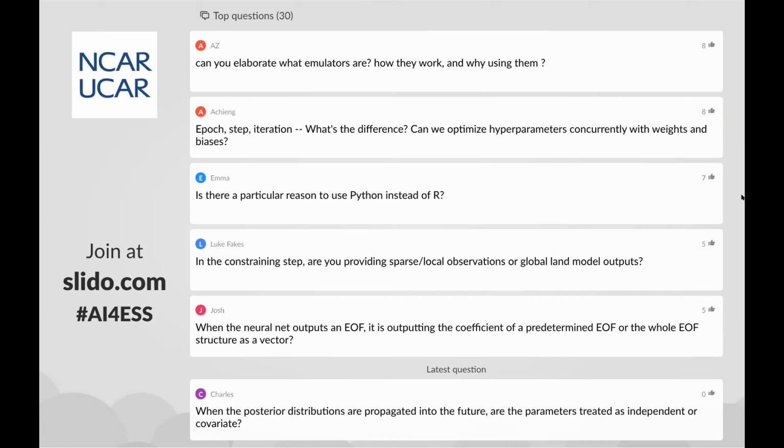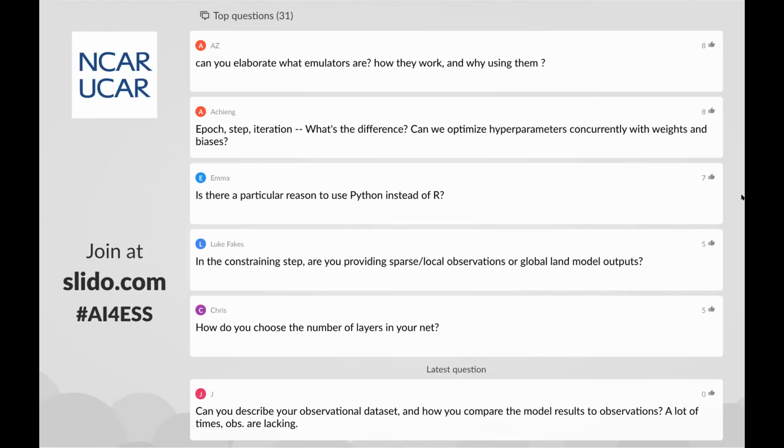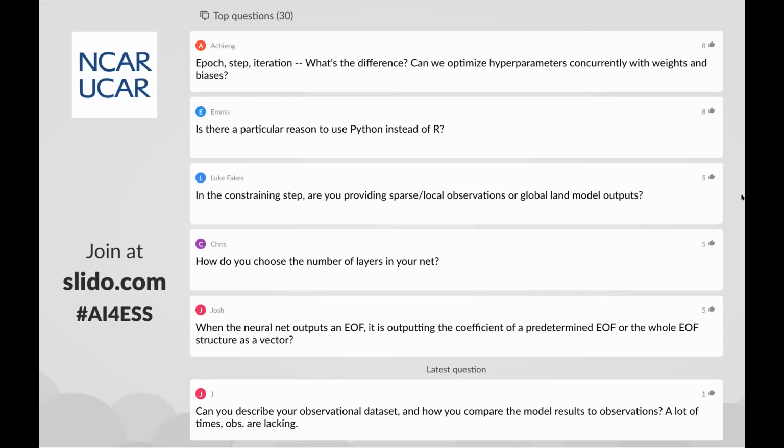Can you elaborate what emulators are, how they work, why use them? Yeah, I think it's a pretty broad question. For my case specifically, I wanted to be able to emulate the performance or the output of a land surface model. And the reason that we're using that is so that we can have much greater computational efficiency and speed in the predictions. Because when you're doing something like parameter calibration, you want to be able to test thousands of different parameter sets, and you don't want to have to run the full model thousands of times. So that's really why we're using them in this context.